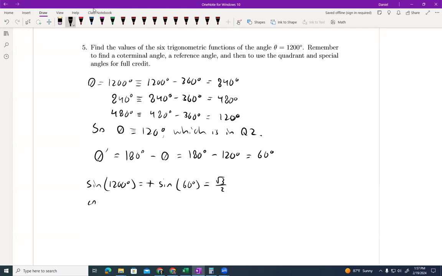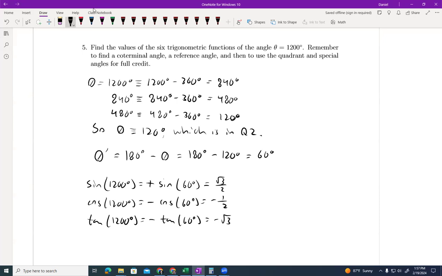Okay. Cosine of 1200 degrees. We're in quadrant 2, so it's going to be negative: negative cosine of 60 degrees, which will be negative 1/2. Tangent of 1200 degrees. Again, it's going to be negative because we're in quadrant 2. So negative tangent of 60 degrees. Remember to use your chart on these. So that's going to be negative square root of 3.